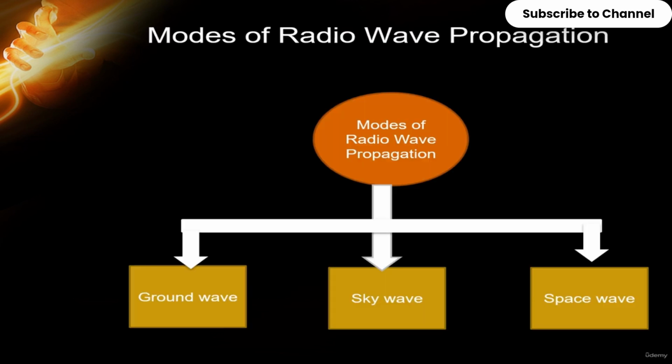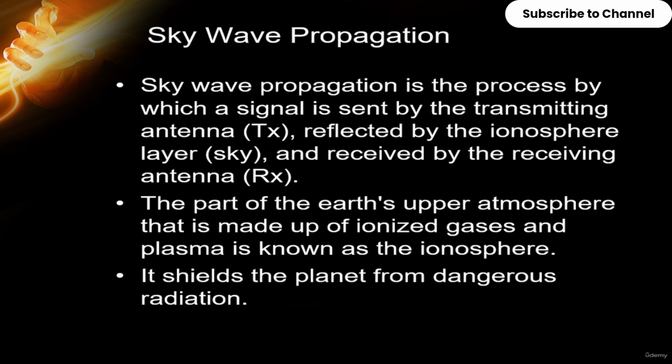Now we can see the modes of radio wave propagation. They can propagate as a ground wave, sky wave, and space wave. These are the three basic modes of propagation of radio waves. We will see one by one how communication takes place. In sky wave propagation, the signal travels through air, using an antenna and the ionosphere layer as a sky, and the signals are received by the antenna. The transmitting antenna is represented as TX, and the receiving antenna is represented as RX.